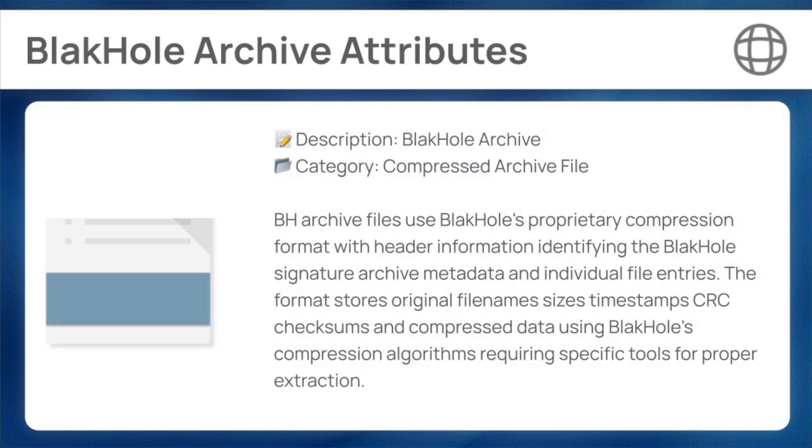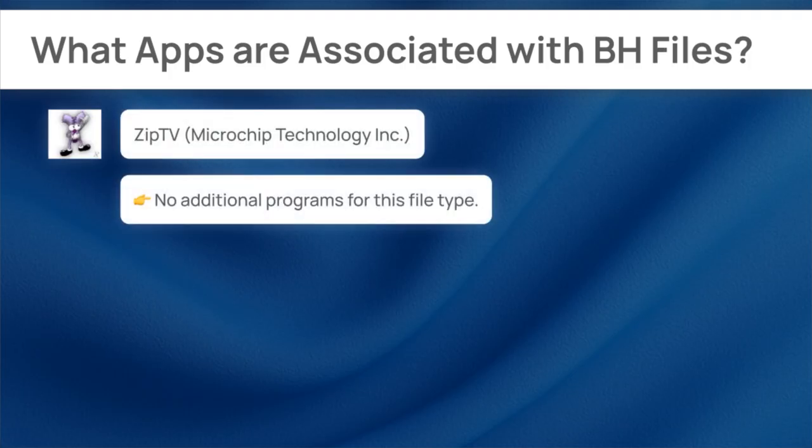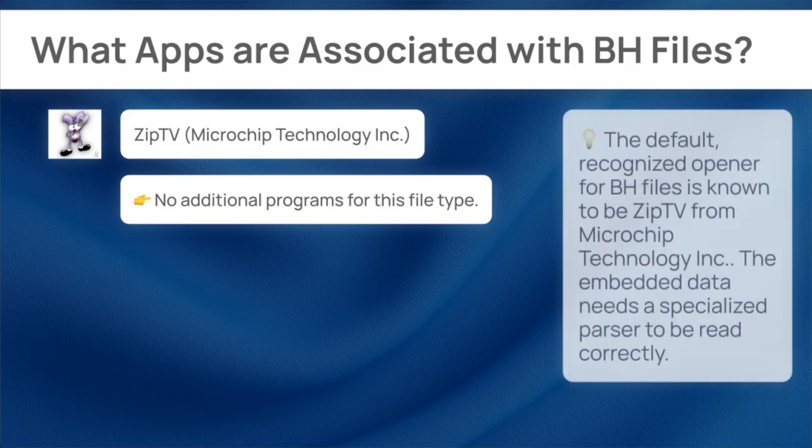BH archive files use BlakHole's proprietary compression format with header information identifying the BlakHole signature, archive metadata, and individual file entries. The format stores original file names, sizes, timestamps, CRC checksums, and compressed data using BlakHole's compression algorithms, requiring specific tools for proper extraction. For full, accurate reading of BH data, rely on ZipTV by Microchip Technology Inc. The embedded data needs a specialized parser to be read correctly. Windows can acknowledge the file type, but actual unpacking requires proper archive tools.